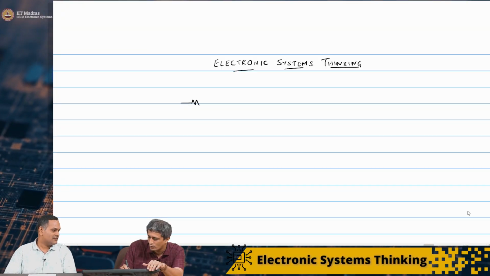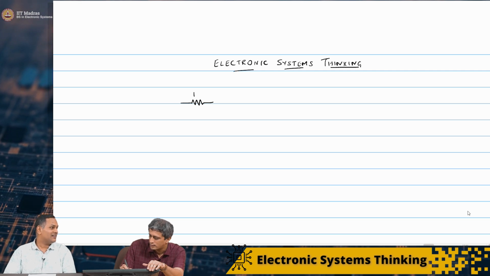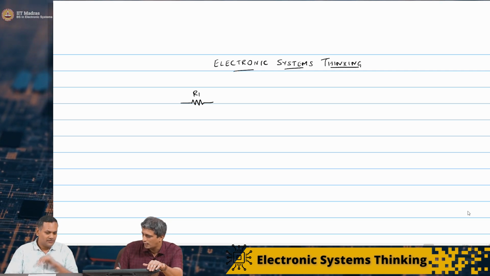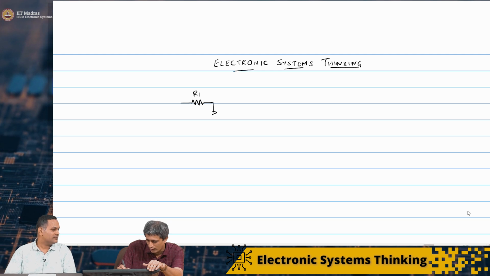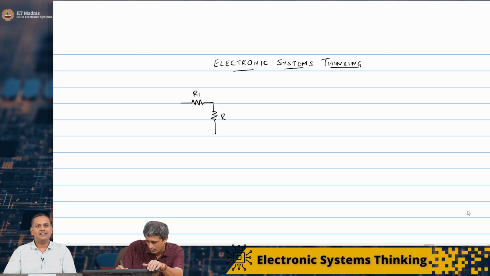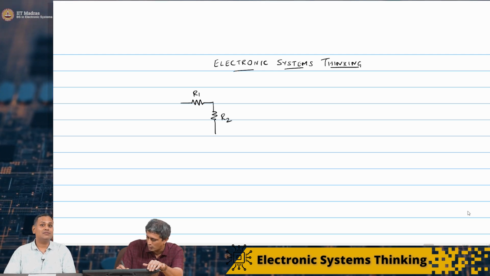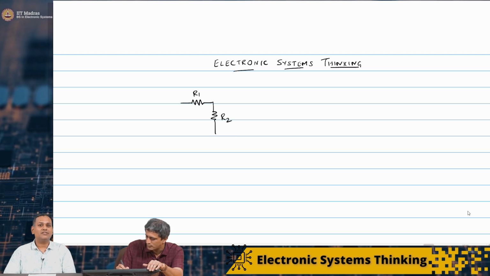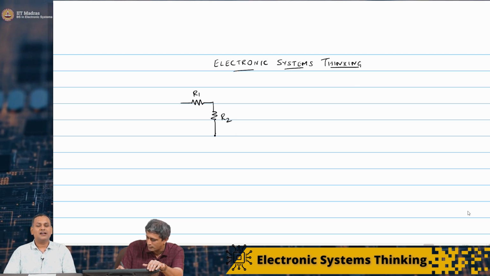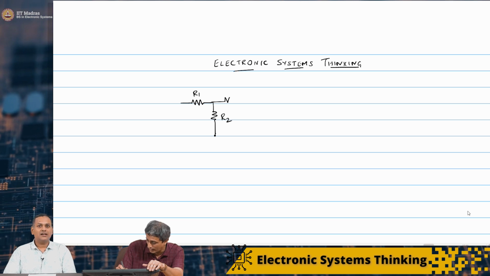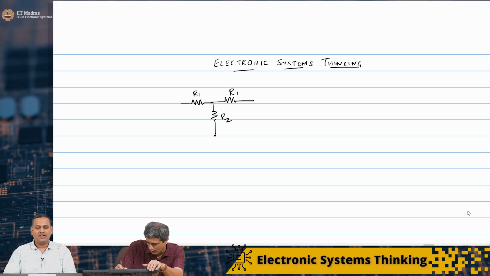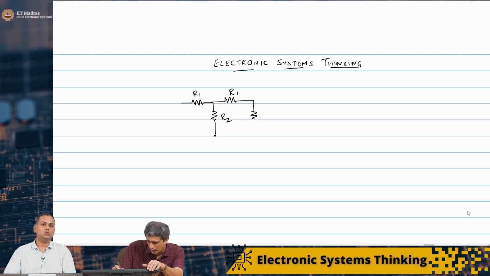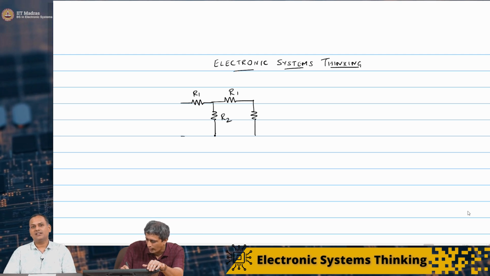Let us say starting from the left to right. I am going to add a series resistance, R1, and then a shunt resistance R2. Then I am going to add a series resistance again, R1, and then another shunt resistance R2. Correct. Great.